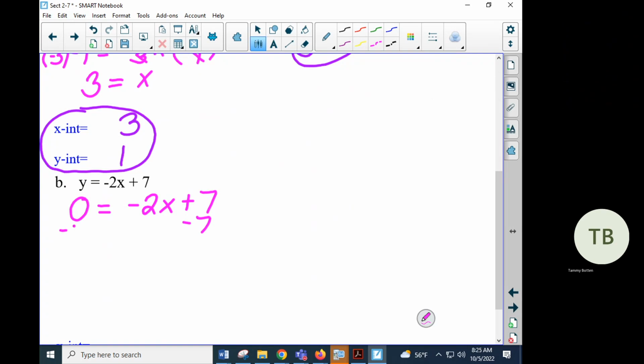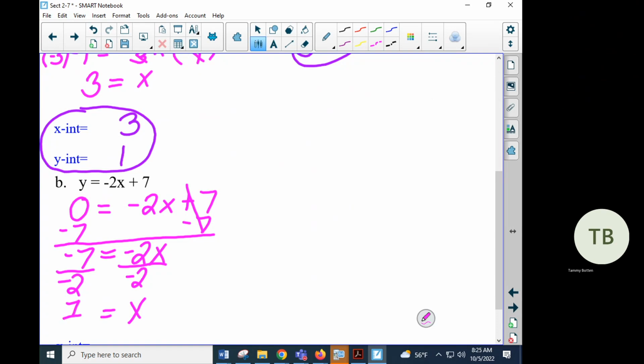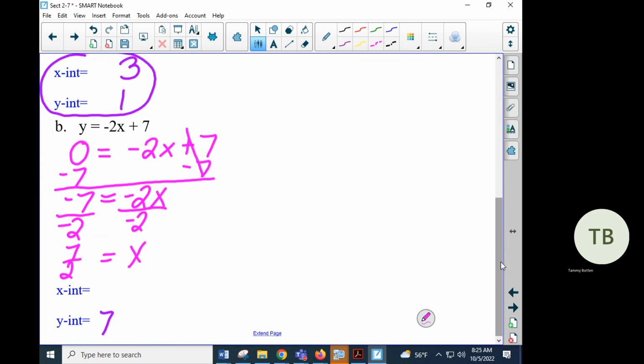We're gonna subtract 7. And we'd get -7 equals -2x. Divide by -2. And x equals 7/2. And it would be positive. Or if you did that on your calculator, 7/2 is the same as 3.5. So either of those would be fine to put.